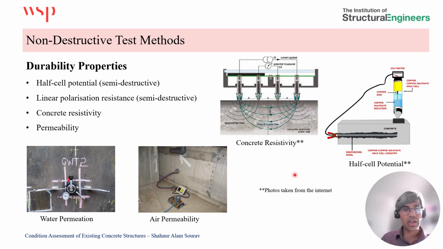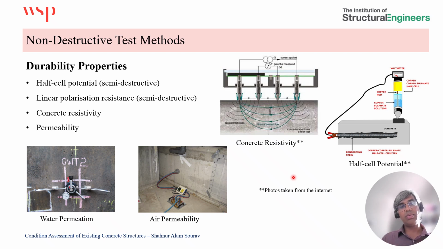So in that case, we use concrete resistivity. Although concrete resistivity does not give us a direct rate of that corrosion activity, it can provide a qualitative assessment. The way concrete resistivity works is that it measures how resistive the concrete is against the flow of electric current. This will provide an indication about the quality of concrete. Good quality concrete will have good resistance, poor quality concrete will have poor resistance.